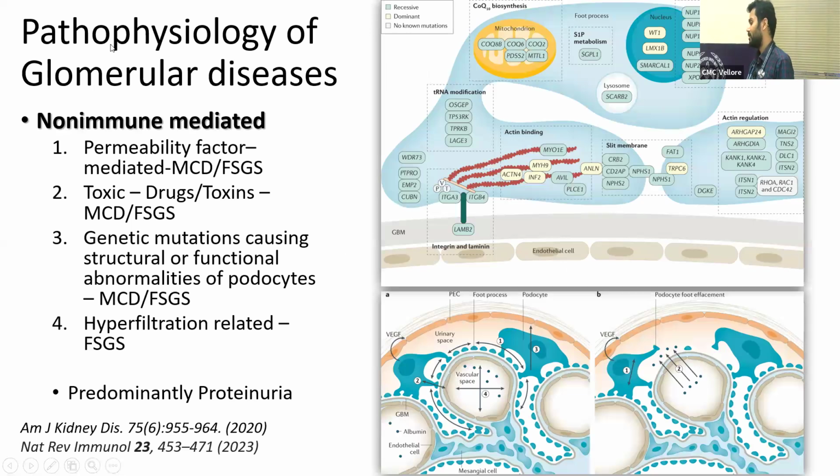So what are the reasons for this non-immune mediated glomerular injury? One is the presence of permeability factors, like anti-nephrin antibodies in MCD, or in FSGS, something called suPAR, some circulating factor that causes podocyte dysfunction. It will not elicit inflammation, but it causes podocyte dysfunction. It will alter the podocyte cytoskeleton, leading to the dysfunction. Others are toxin-induced podocyte damage, genetic mutations affecting only the podocyte foot processes, or hyperfiltration related, mainly in secondary FSGS. In all these conditions only podocytes are affected, leading predominantly to proteinuria and nephrotic syndrome.